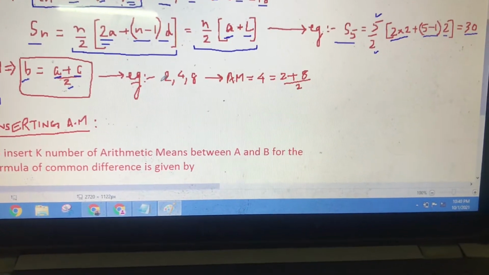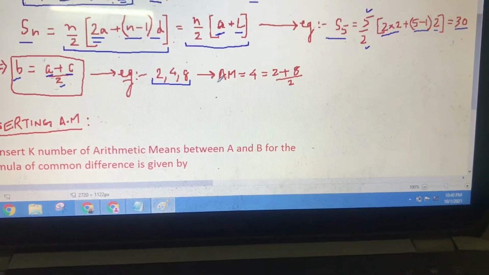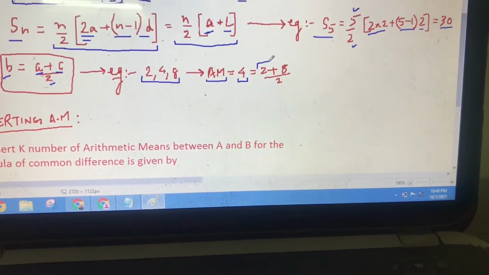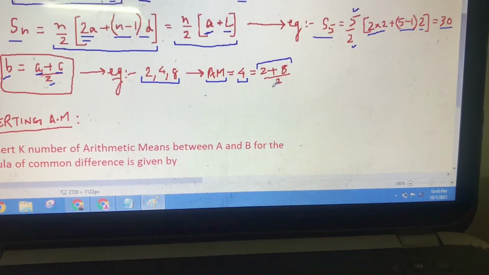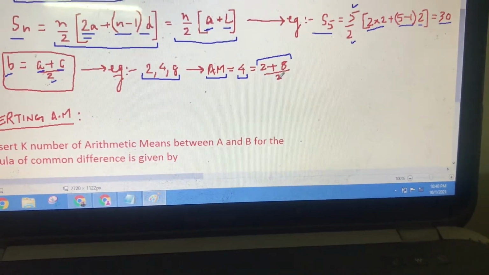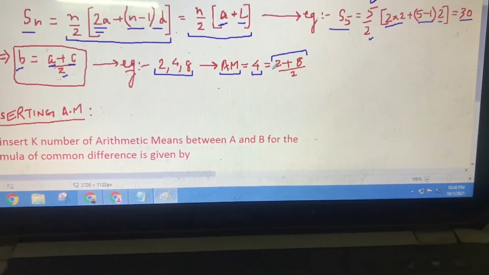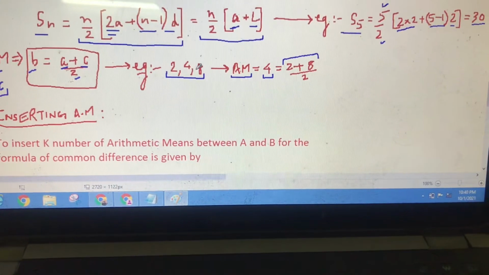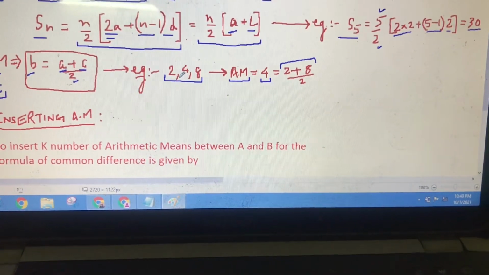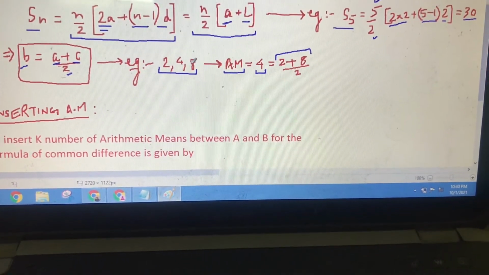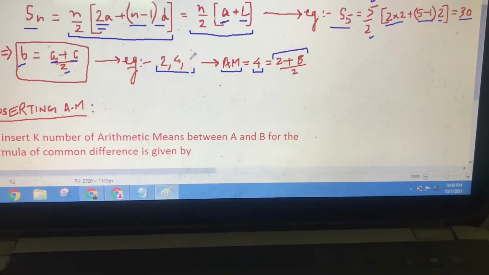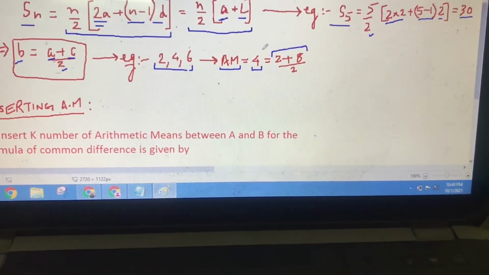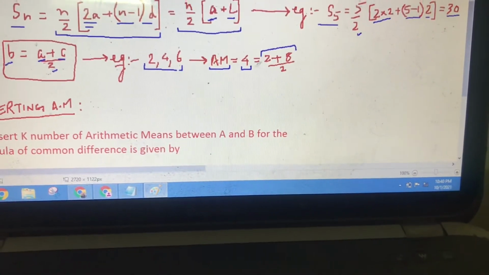For example, find the arithmetic mean of 2, 4, 8. So we know arithmetic mean is the middle value, so it will be 4. B is equal to A plus C, A is 2, C is 8, divided by 2. Sorry, wait a minute. The terms are not in arithmetic progression. 2, 4, 8 are not terms in arithmetic progression, so it has to be 2, 4, 6. Okay, then arithmetic mean is equal to 4, which is equal to 2 plus 6 upon 2.